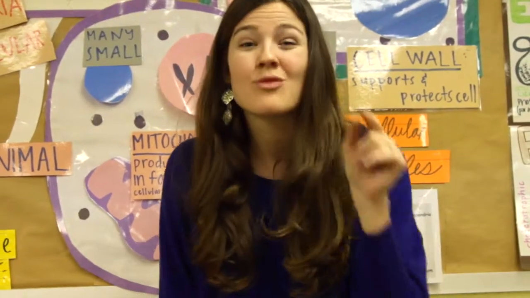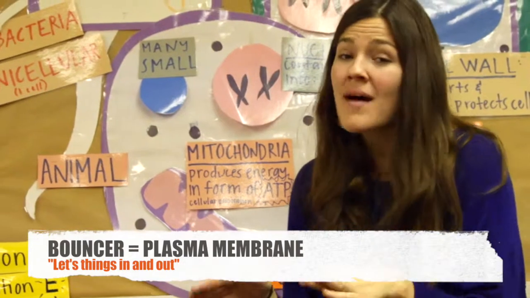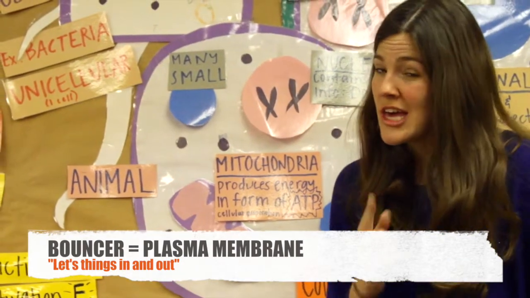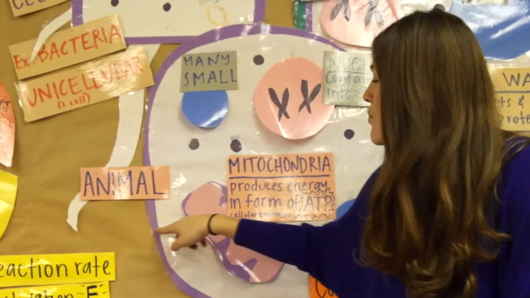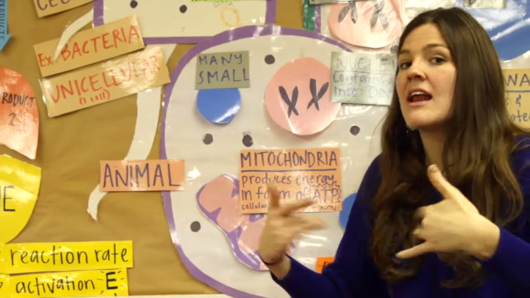And in Club Animal Cell, the first thing you got to do is get through the bouncer. So this plasma membrane out here, this purple part, he's like the bouncer. He's checking IDs. If you've got something bad, he's not going to let you in. If you've got a good ID, he might let you in. We call that being semi-permeable, able to let certain things in and out.